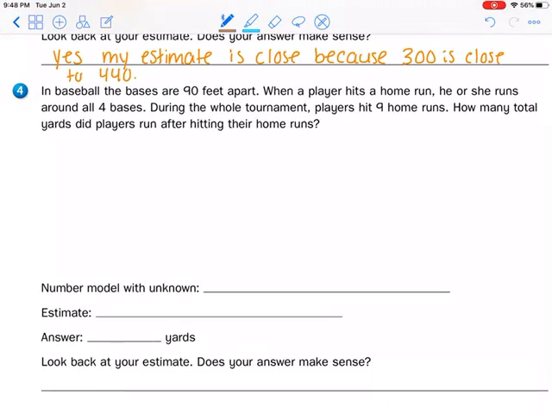Okay, let's look at number 4. In baseball, the bases are 90 feet apart. When a player hits a home run, he or she runs around all 4 bases. During the tournament, players hit 9 home runs. How many total yards did the players run after hitting their home runs? Okay, so this is definitely multi-step.